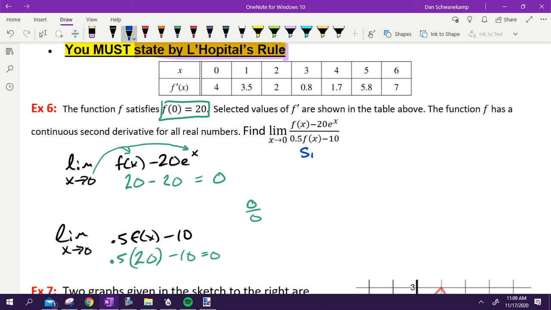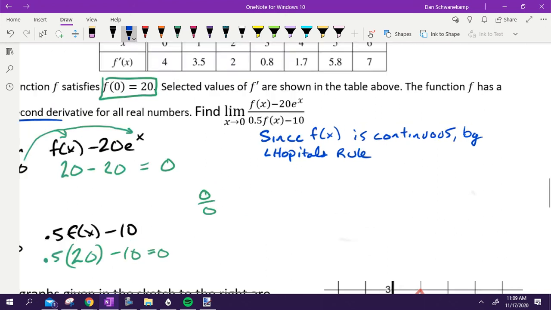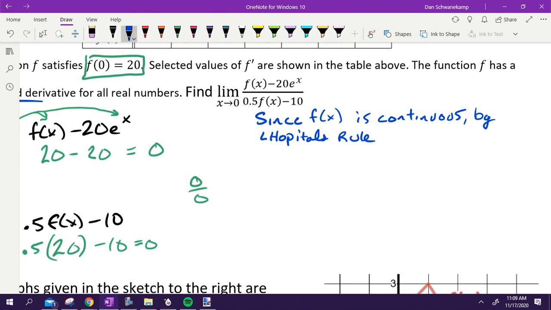So we're going to say since. What do you think we need to say is continuous here? F of x. That's the only function really involved. Everything else is continuous. So we're going to say since f is continuous, and we know that because it says it right there, by L'Hopital. You don't have to be a perfect speller. You could put La Hospital and you're good. Since f is continuous by L'Hopital's rule, and now we're going to do it.